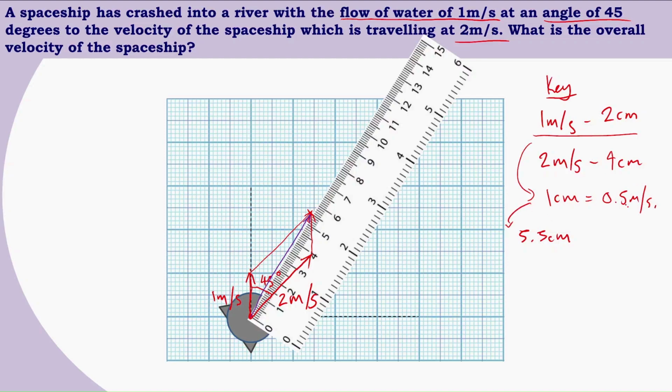Then we can times both sides by 5.5. So that's 0.5 times 5.5. And this is going to give us a value of 2.75 meters per second. So for our final answer, the overall velocity of the spaceship is traveling at 2.75 meters per second.